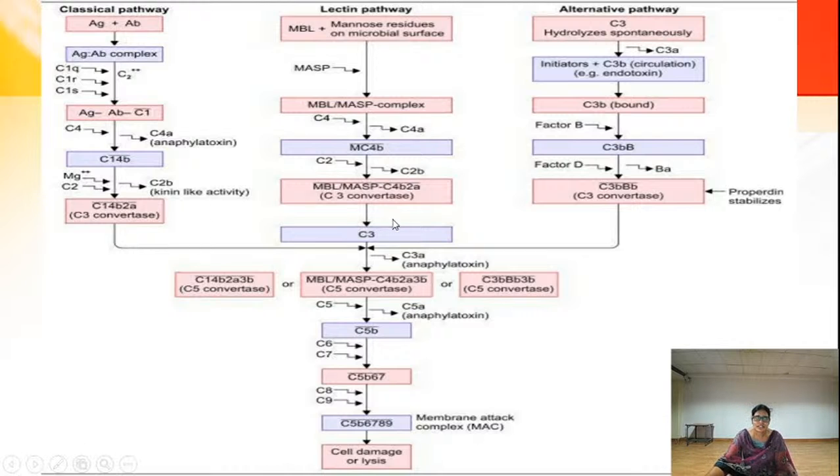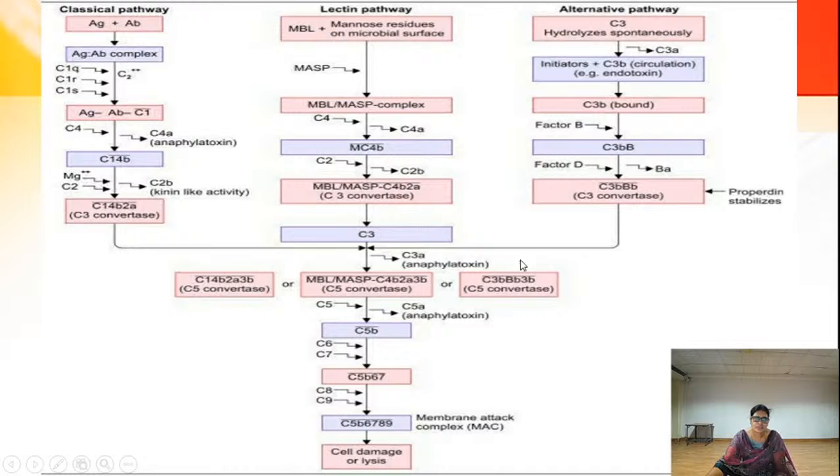Once you know the C3 convertase, what does it do? It converts C3 into C3b and C3a. C3a is released and C3b binds. So what is the C5 convertase here? This is the C5 convertase of different pathways. For the classical pathway we are adding 3b, that is C1,4b2a3b. For the lectin pathway it is 4b2a3b, and for the alternate pathway C3 convertase we are adding 3b, so it is C3bBb3b. That is the C5 convertase for different pathways. It is easy. Once you know the C3 convertase, you can write the C5 convertase.